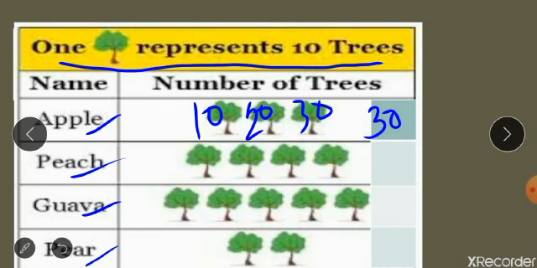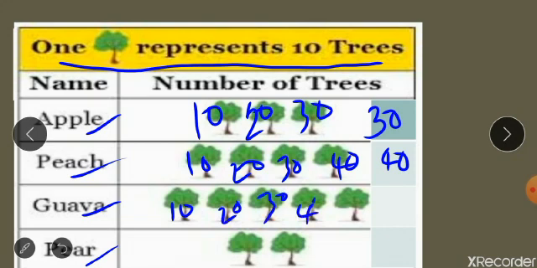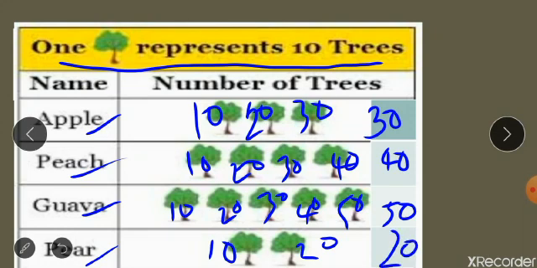Now you just move on to peach. So this is also your 10, 20, 30, 40. So this is 40 in number. And let's come to the guava. 10, 20, 30, 40, 50. So this is your 50 in number. So finally the pear, you have only the 10 in number, because each tree represents 10 trees, the tens representing. Okay, so shall we count it like tens? So this is 20 in number.